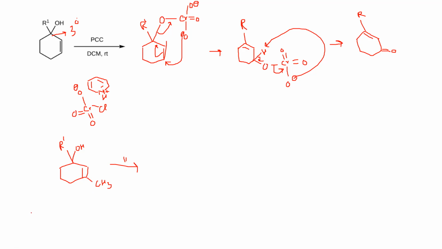In that case there will be no reaction. Because why? After this step it can go to this one, but you see there should be at least one proton to be abstracted to get this oxidized product. But in this case there is no proton available to be abstracted, and here also there is no proton available. So this will not give any oxidized product. Okay.